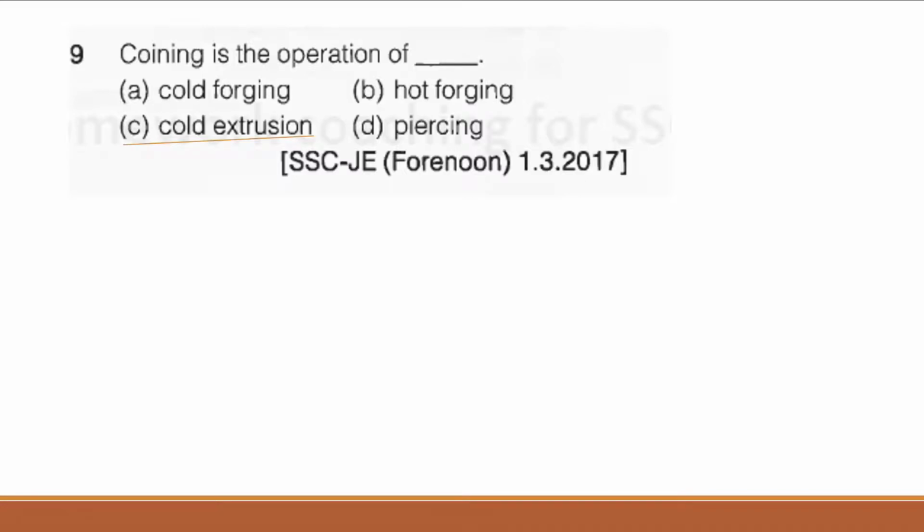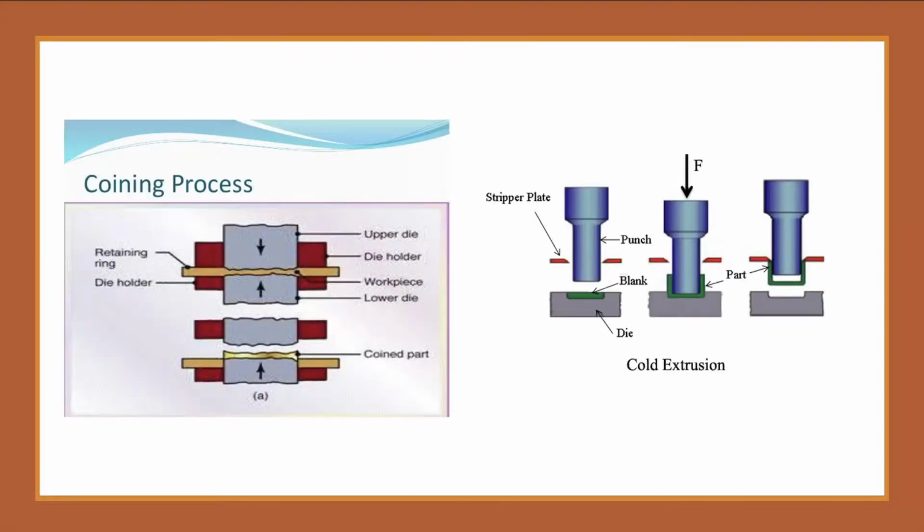Now the next question, question number 9. Coining is the operation of... So basically the formation of coin, right? Coining is the operation of cold extrusion, right? Here you can see this is the coining process. We have this upper die, we have this lower die, and in this middle part we have a workpiece material. Now as you can see in final finished operation, this is the shape of the coin that we have obtained, right? So for coining process, cold extrusion method is used.